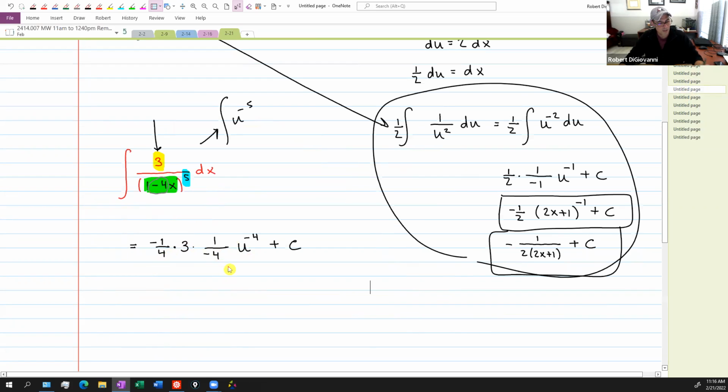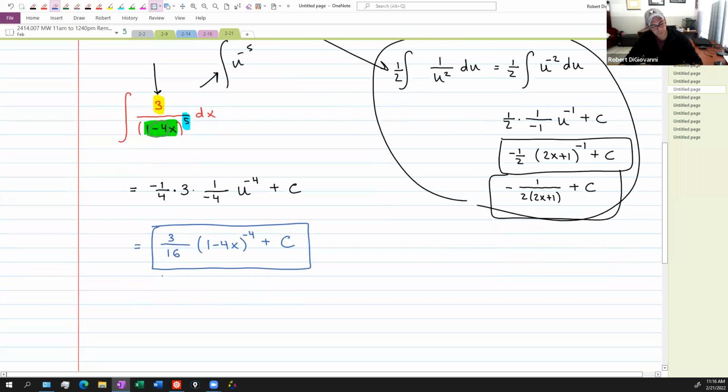So we've got all this. Let's multiply this all together. This will be equal to, we'll get a 3 on top, we'll get 16 on the bottom. A negative and negative is positive. U in this problem would have been the 1 minus 4x. That all would have been to the negative 4 power plus c. We could do that. Or if you wanted, you could write it this way. That would be just as well.